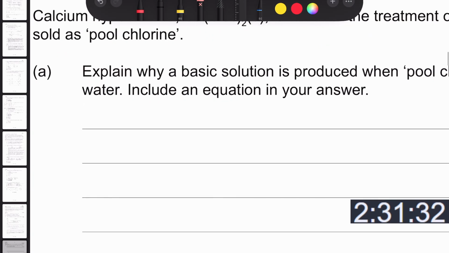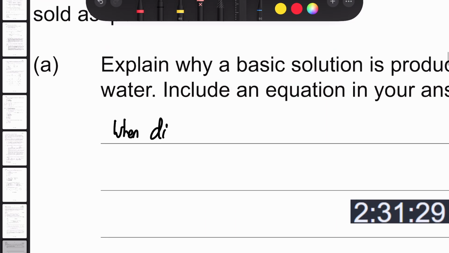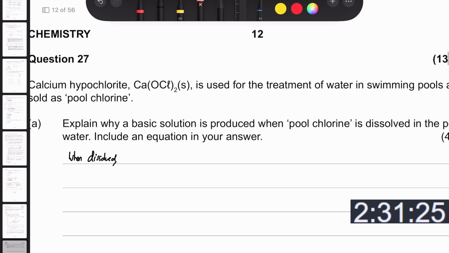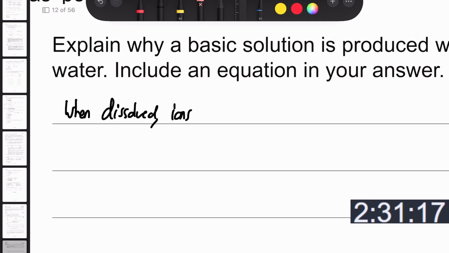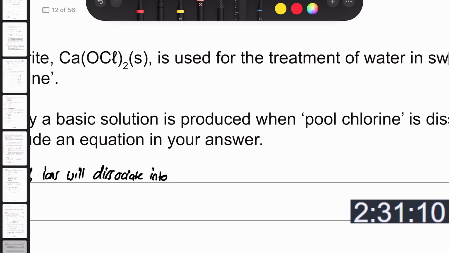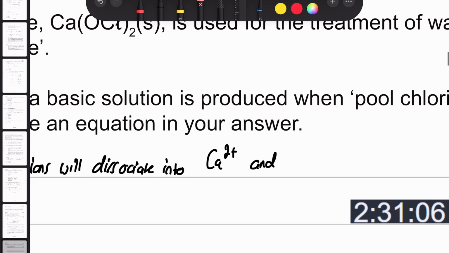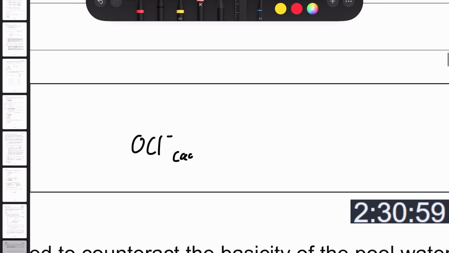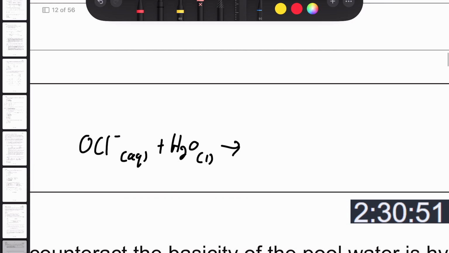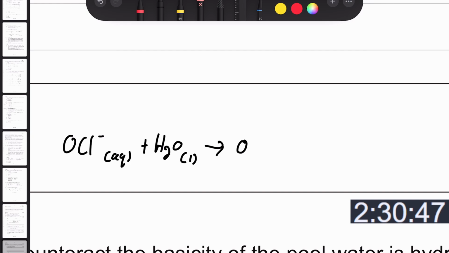Pool chlorine is dissolved into the pool. When dissolved, the hypochlorite ions will dissociate into Ca plus and OCl minus, and then let's see, so OCl minus aqueous plus H2O liquid become HOCl aqueous plus OH minus aqueous.